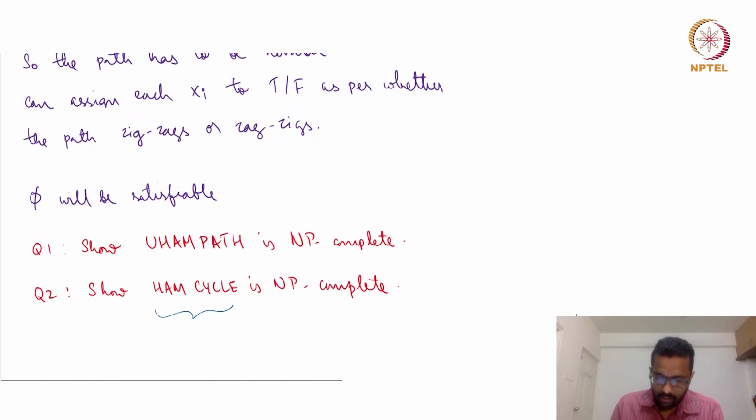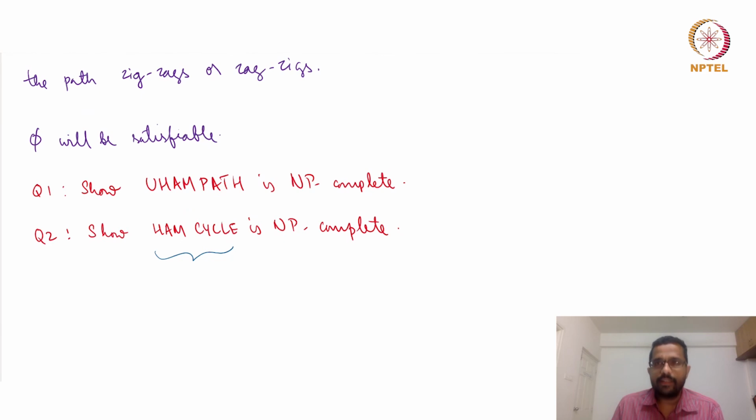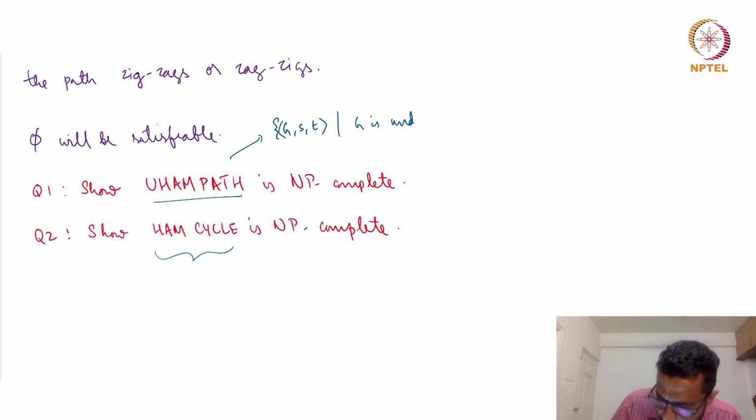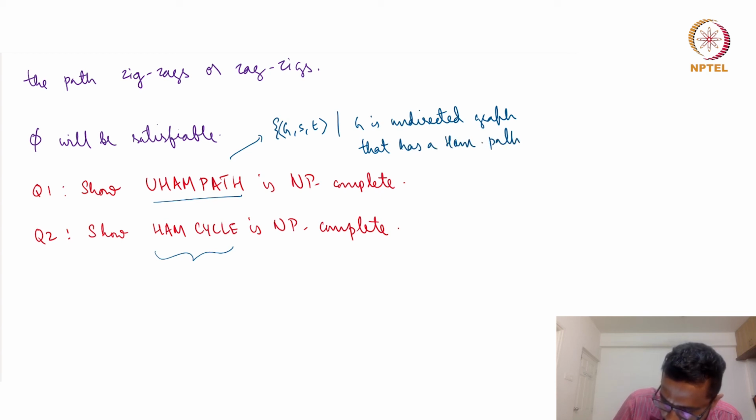Now I'll just complete the lecture by saying two small things. Now that we have shown Hamiltonian path is NP-complete, which is the directed Hamiltonian path, can you use that to show that undirected Hamiltonian path is NP-complete? What would be undirected Hamiltonian path? It will be the same as directed Hamiltonian path, but just that the graph is undirected. G is an undirected graph that has a Hamiltonian path from S to T.